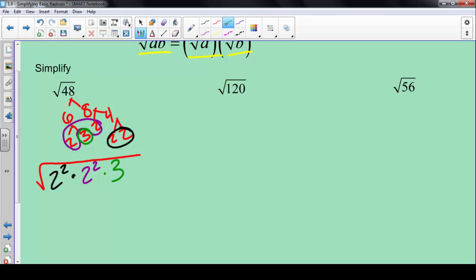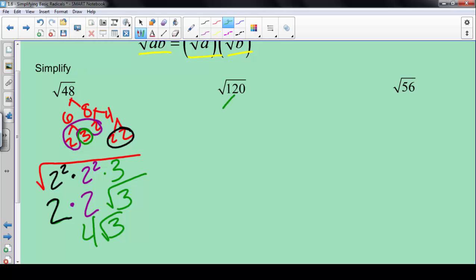So now if we want to look at it, we can break this up as this is a separate radical, this is a separate one, and this is a separate one. So doing each one at a time, square root of 2 squared is going to give us 2. Square root of 2 squared is going to give us 2. And then we still have the square root of 3 in there. Everything that's on the outside together you can multiply. So we get 4 root 3.